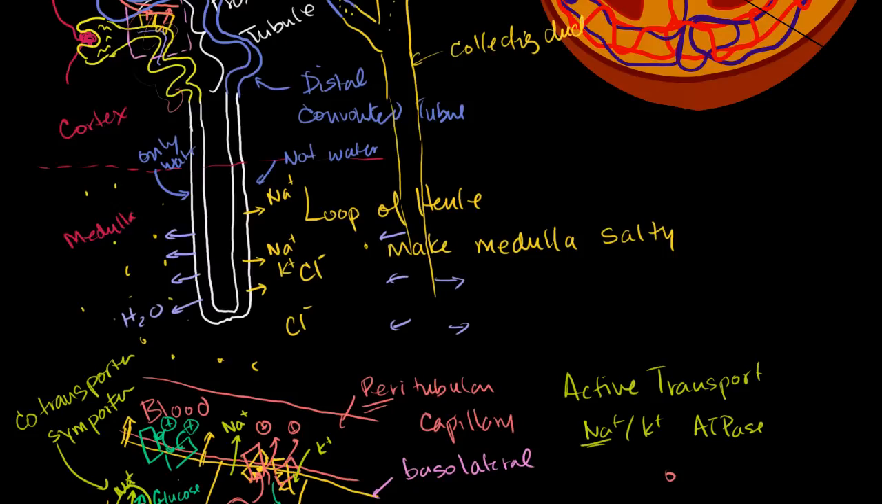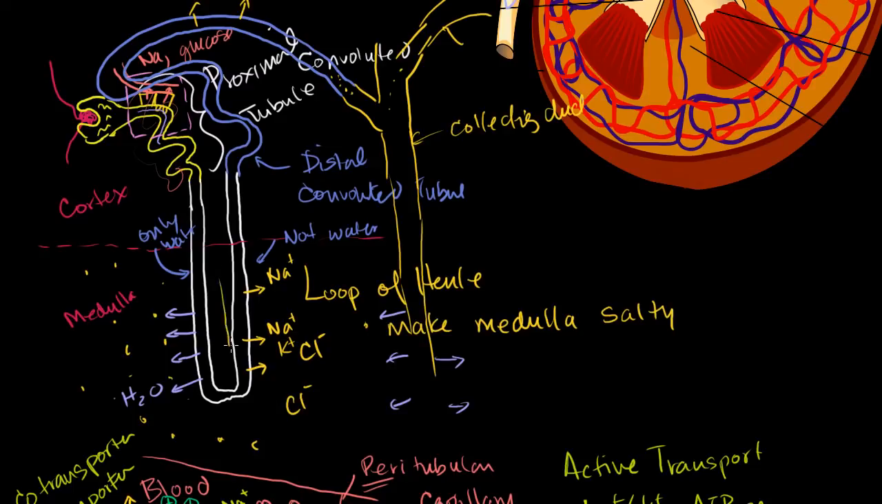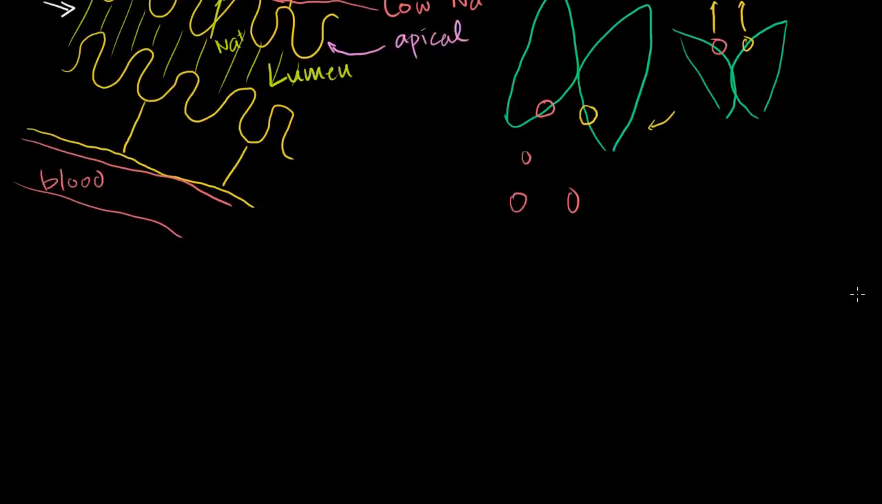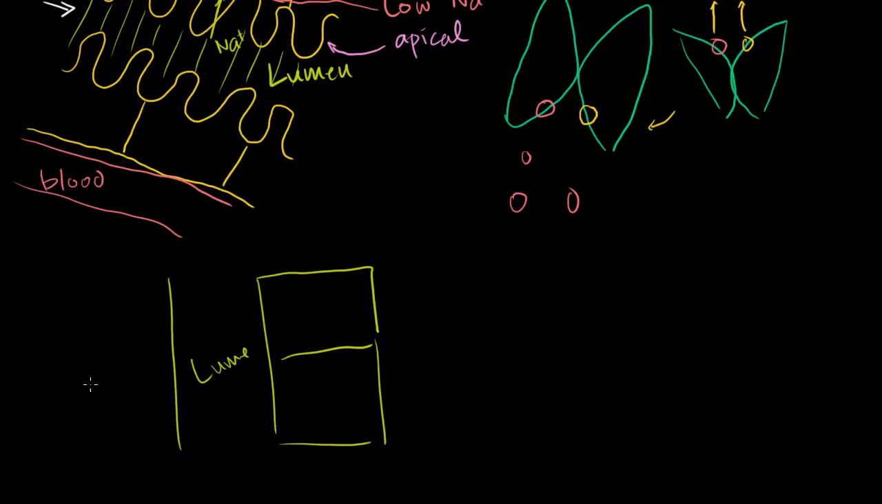If we go to the loop of Henle, if we go to the ascending part right here, where we're trying to get the salts out of the picture, same idea. Let me draw it. So let's say that that right there is the lumen. This is a cell that makes up the wall of the lumen. So we're in the loop of Henle now. And you have a sodium-potassium pump out here. You have sodium being pumped out. You have potassium gets pumped in.